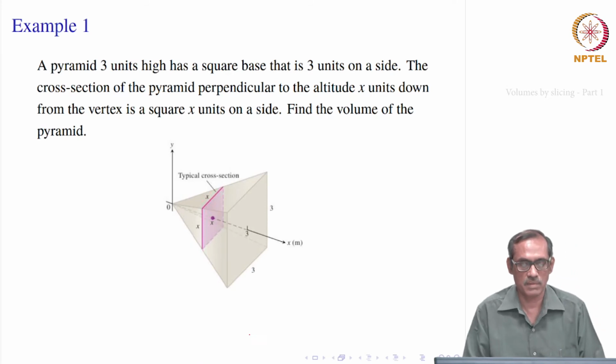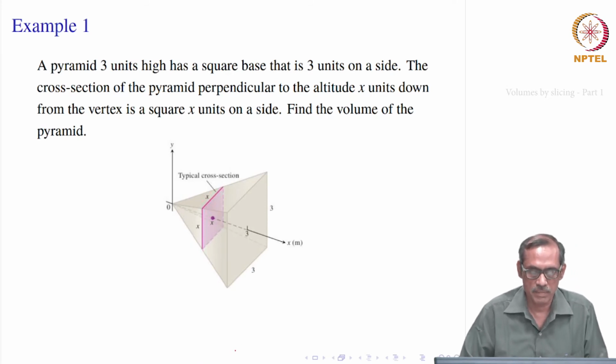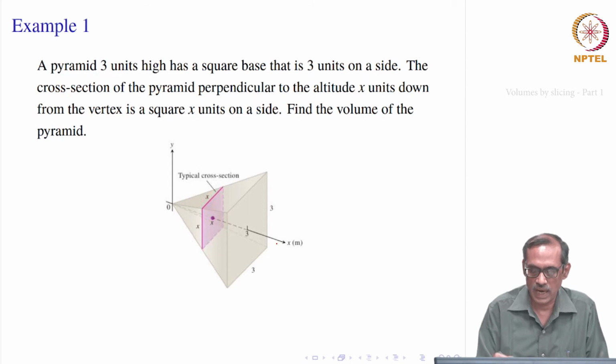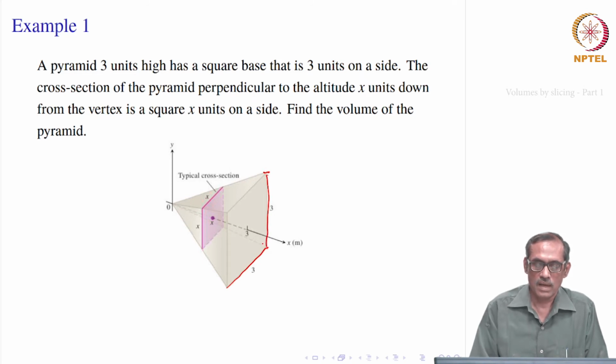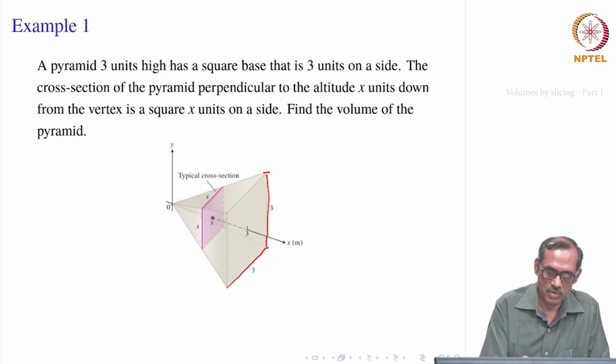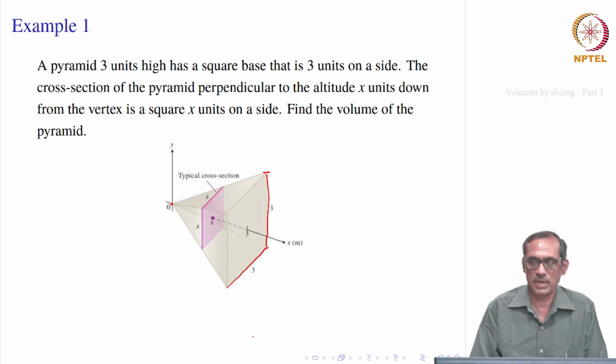Let us take an example. Say we have a pyramid 3 units high. So, its height is 3 units, and it has a square base. This is the base we are writing on the right side now, because we are taking the x axis this way. So, its base is 3 units on each side. This is also 3 units, this is also 3 units, and it is starting from the origin, which is the tip of that pyramid.